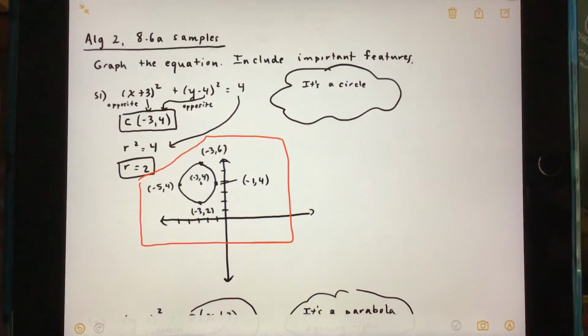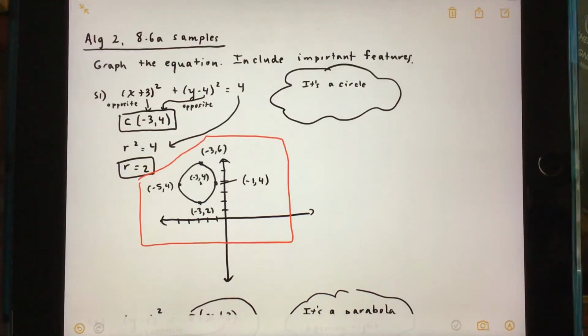Hi, Algebra 2. We're going to take a look at our 8.6a samples where we're going to be graphing equations of conic sections. That's our parabolas, our ellipses, our hyperbolas, and our circles. We're going to graph those conic sections that don't happen to have either a center at the origin or a vertex at the origin. We'll include important features, and we're going to see what those important features are as we work through some sample problems for each of those conic sections.